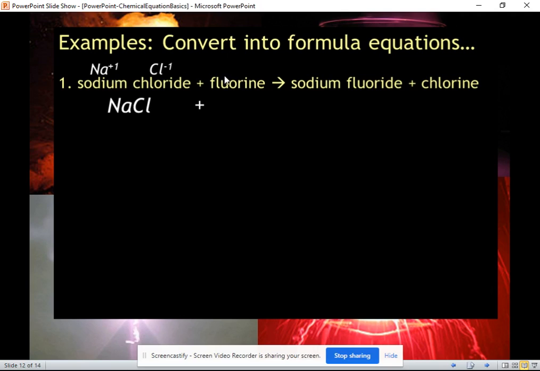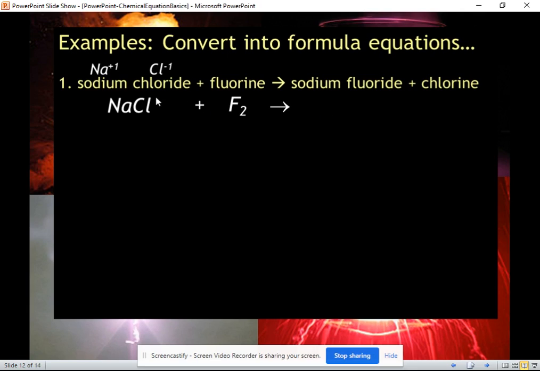Then plus. Now fluorine, remember fluorine, I need to look that up. Is that monoatomic or diatomic? That's a diatomic one, so that's going to be F2. F2, not the 2 in front. The 2's got to go behind it. And then yields, make sure you copy the arrow with it here, and the plus sign as well.